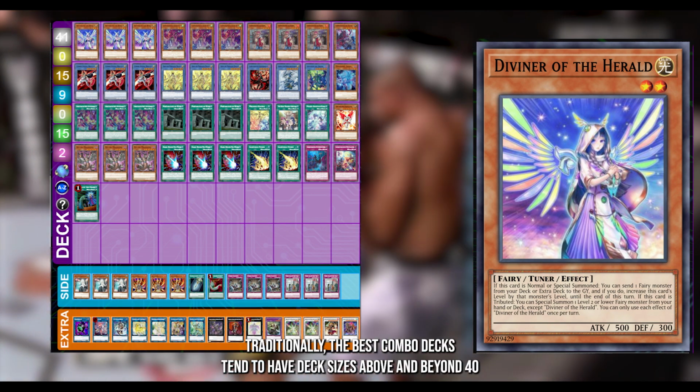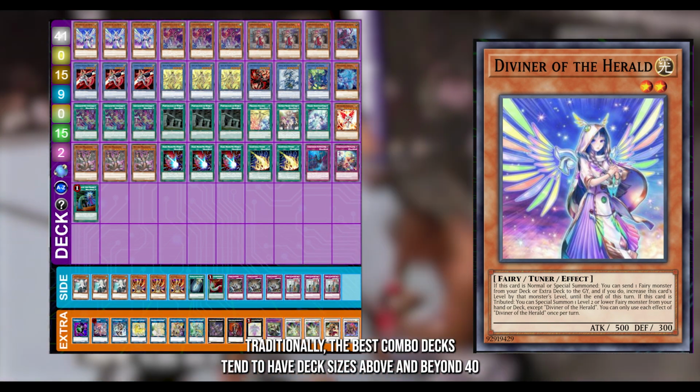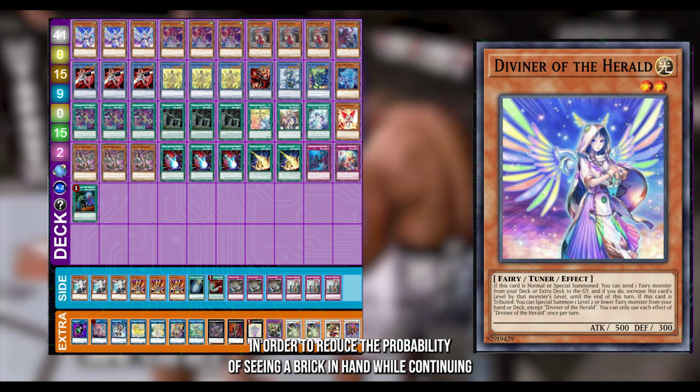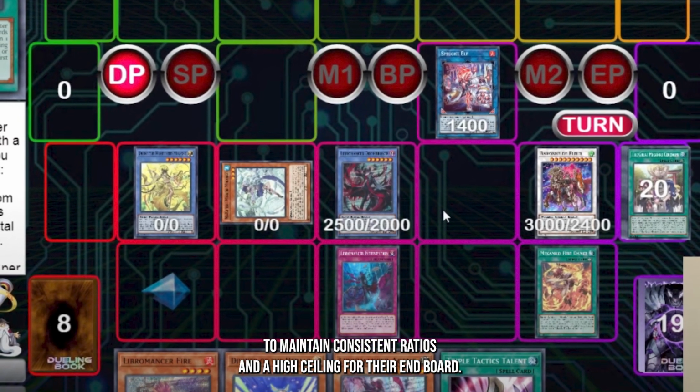Traditionally, the best combo decks tend to have deck sizes above and beyond 40 in order to reduce the probability of seeing a brick in hand, while continuing to maintain consistent ratios and a high ceiling for their end board.